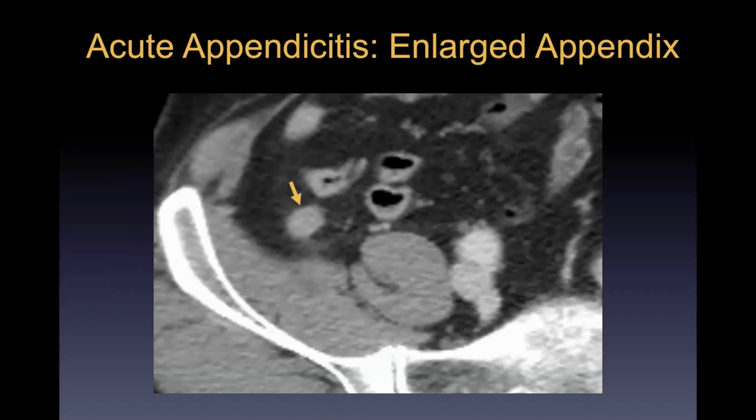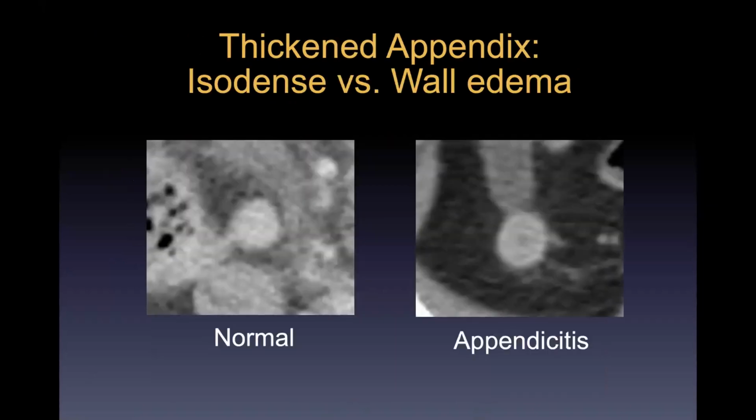So this is an appendix that's about a centimeter. So based on that algorithm I just showed you, if this patient were symptomatic and we didn't see anything else, this would be a 50-50 chance of appendicitis. But if we scrutinize this carefully, we see just this little bit of hazy stranding right next to the appendix. Just seeing that little wisp of haze there probably pushes the likelihood of appendicitis from about 50% up to something much closer to 100%. So do look for these subtle signs of inflammation.